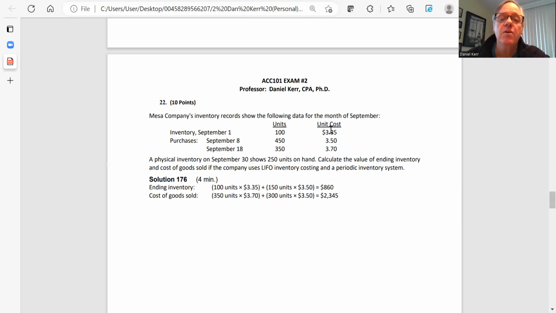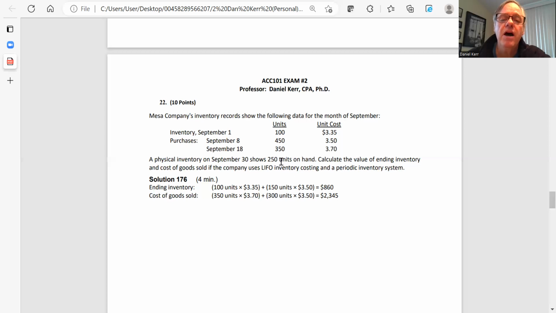So my oldest possible inventory cost is September 1st. I had 100 units at 335, but I had 250 units at the end of the period, and I only had 100 at those. So I need another 150 units. So I go to the next oldest purchase, and we purchased 450 units at 350. So I take another 150 units at that 350. There's my ending inventory.